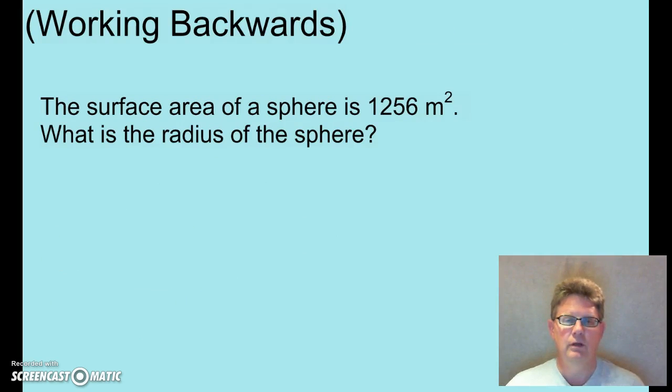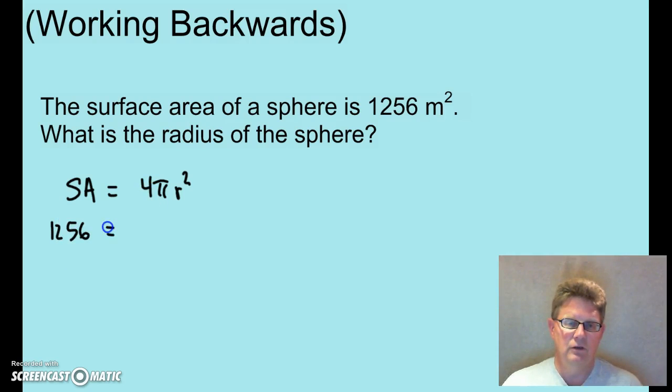Alright, how about working backwards? The surface area of a sphere is 1256 square meters. What is the radius of the sphere? So, starting with the formula, like always, 4 pi r squared. And you're told that this is 1256 equals 4 pi r squared.